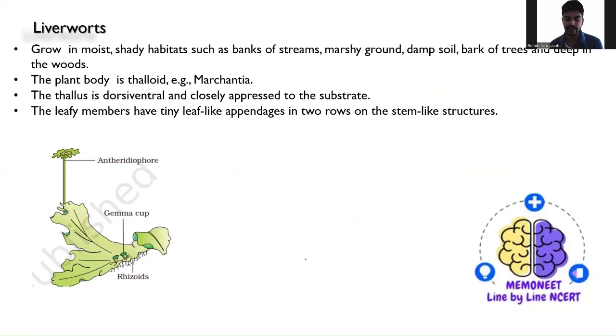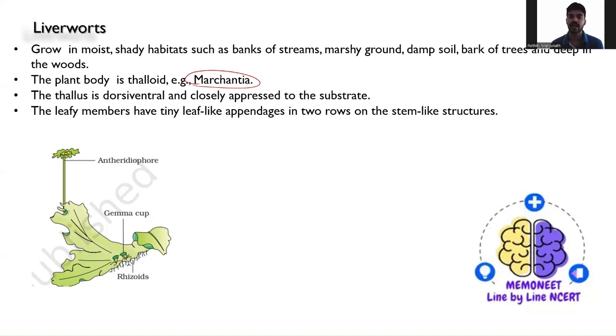So what about the liverworts? They grow in moist, shady habitats such as banks of streams, marshy ground, damp soil, bark of trees, and deep in the woods also. The plant body is thalloid. If you take an example of Marchantia, it is thalloid in shape. You can easily see the plant body.